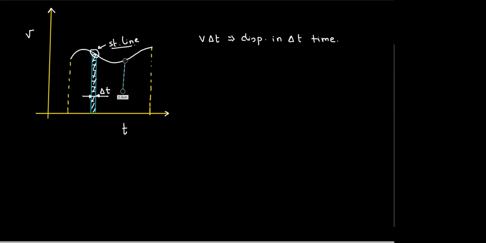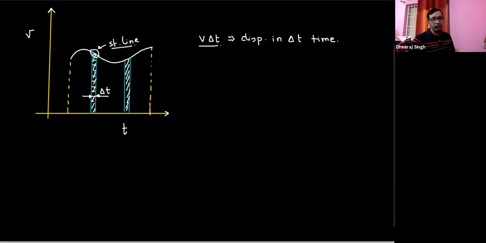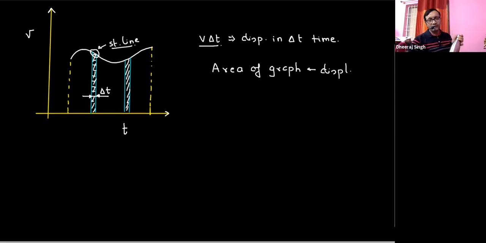Like that, I can keep on adding all the displacements. If I make smaller rectangles like that, I can keep on adding them and I'll get total displacement. Yes or no? So total displacement will become equal to the area of the graph here also. Area of graph here also is the displacement. Okay. So remember these basic things. Have you done this in class 9th? Whatever we have just done.